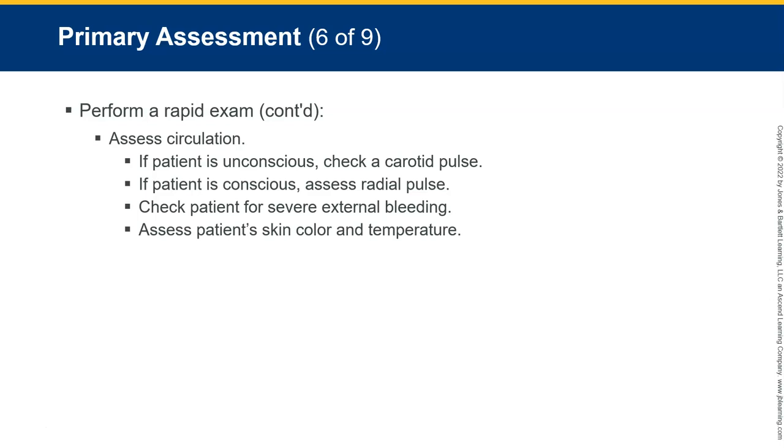So if the patient's conscious, then we're going to assess the radial pulse. We're talking about down on the wrist now. So you want to get your index and middle fingers on the patient's wrist at the thumb side, and then check for any external bleeding also while you're checking for that radial pulse. If you do discover some severe bleeding, you need to make sure that you take action by applying direct pressure.